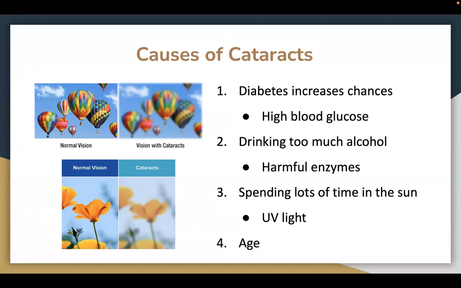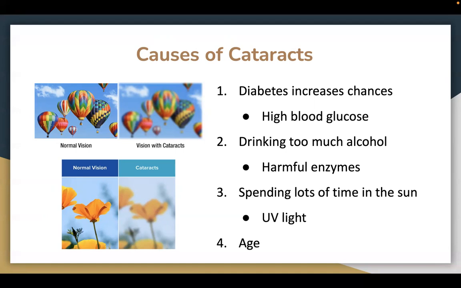Drinking too much alcohol. This actually begins in your liver. Your liver can produce a harmful enzyme called cytochrome. Once this enzyme is produced, it can lead to the catabolization of proteins in your lens, and once they get clumped, they lead to that cloudy cataract.